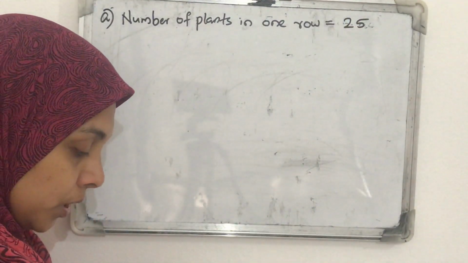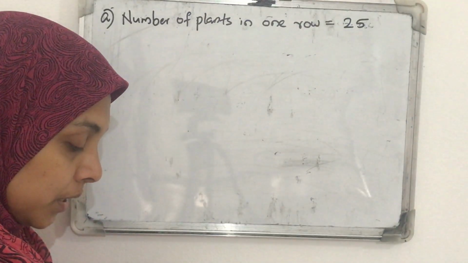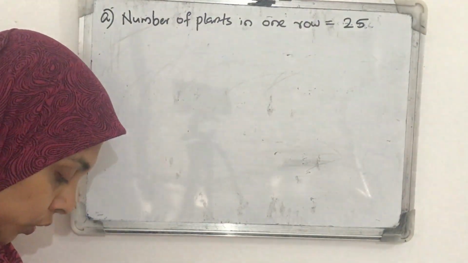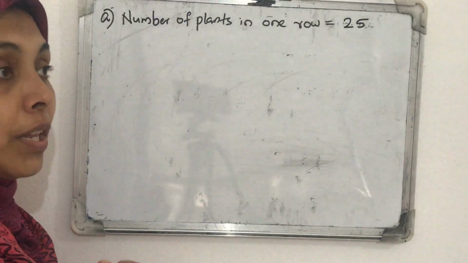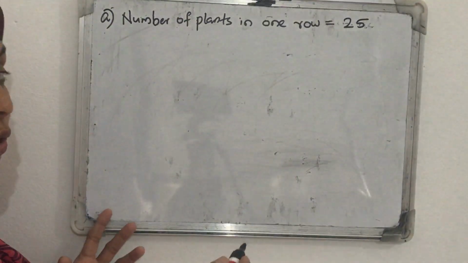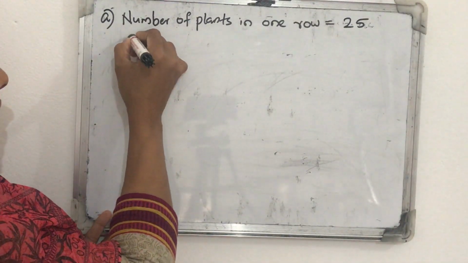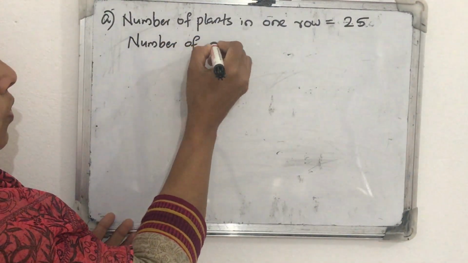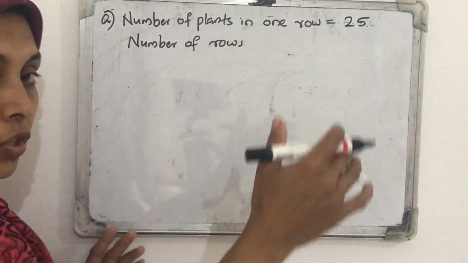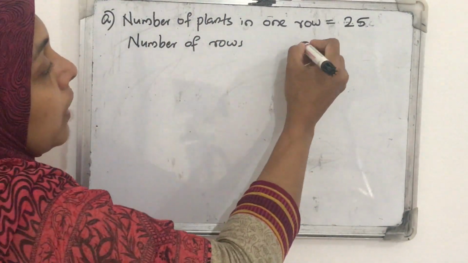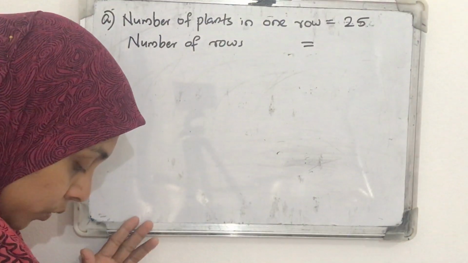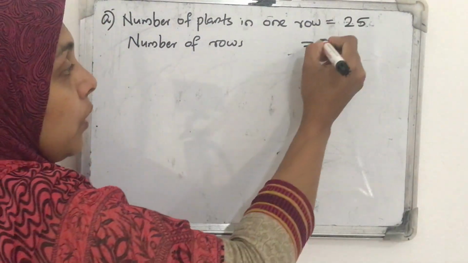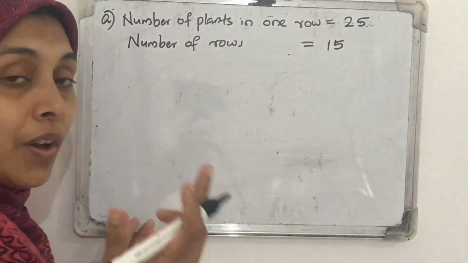Next, again read the question. How many plants will be there in 15 rows? That is the question. So how many rows are here? Number of rows is 15. Next in the solution we can write number of rows. Rows means vari. Number of rows. How many rows are here? 15 rows. Then what do we want to find out?